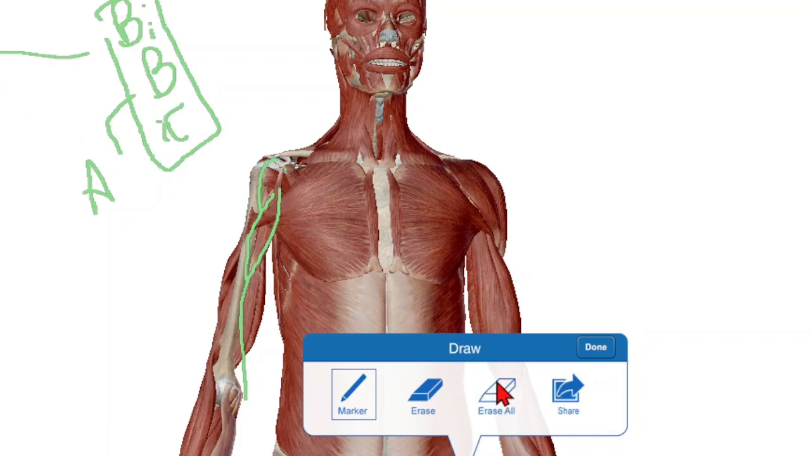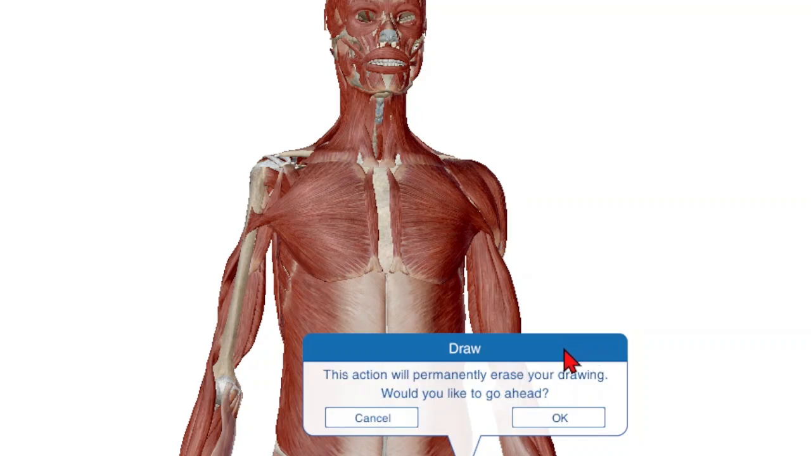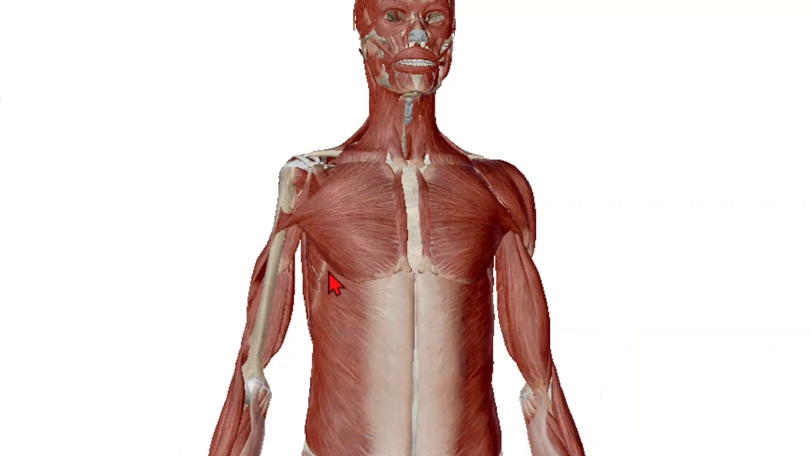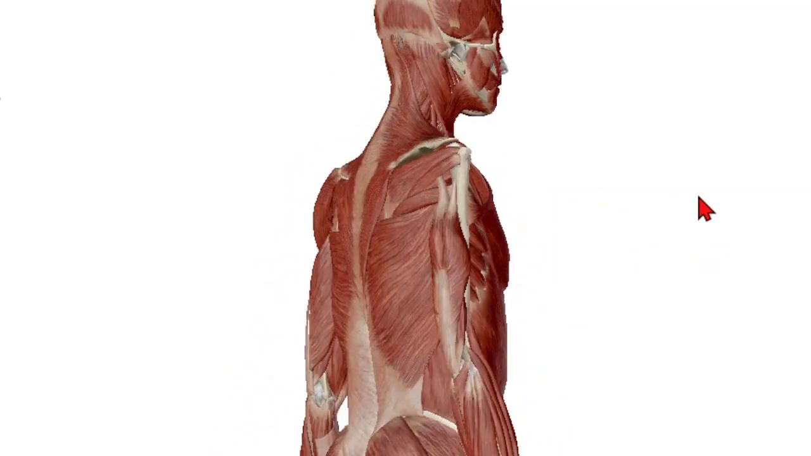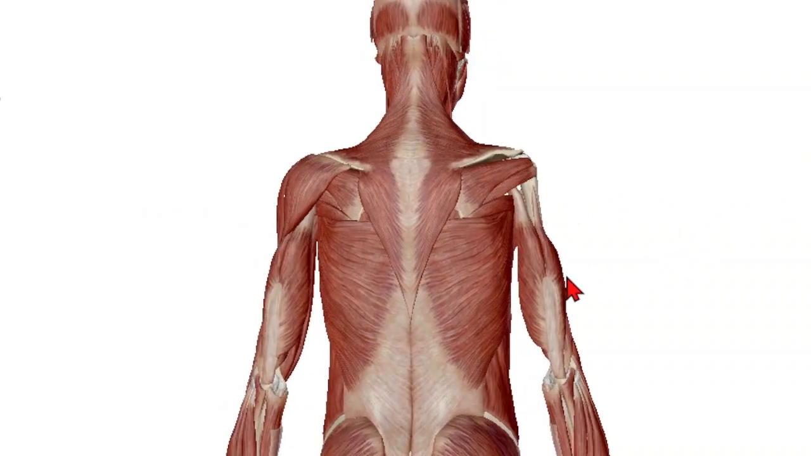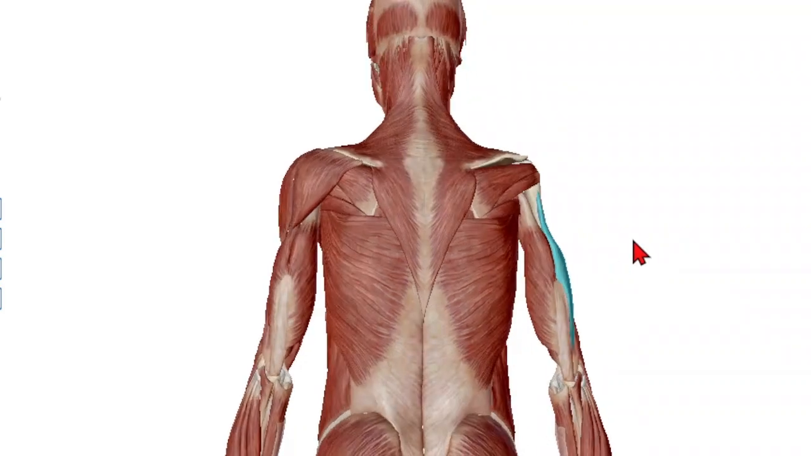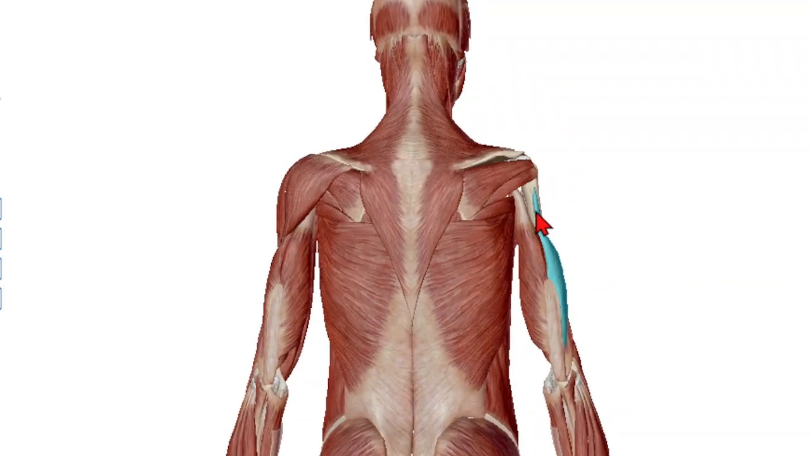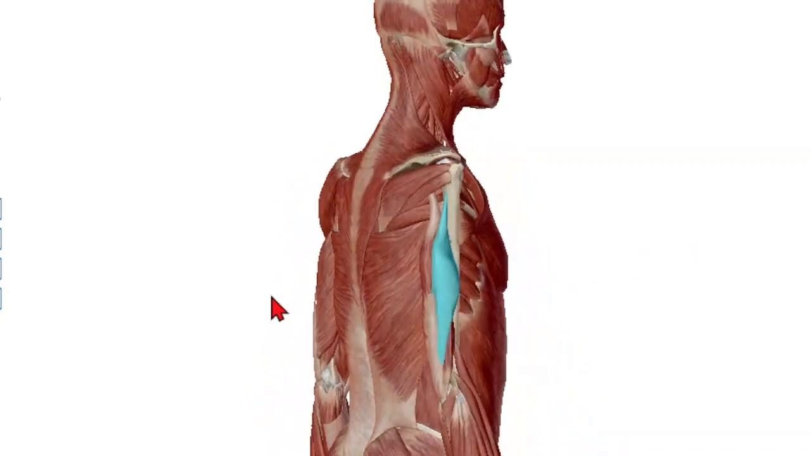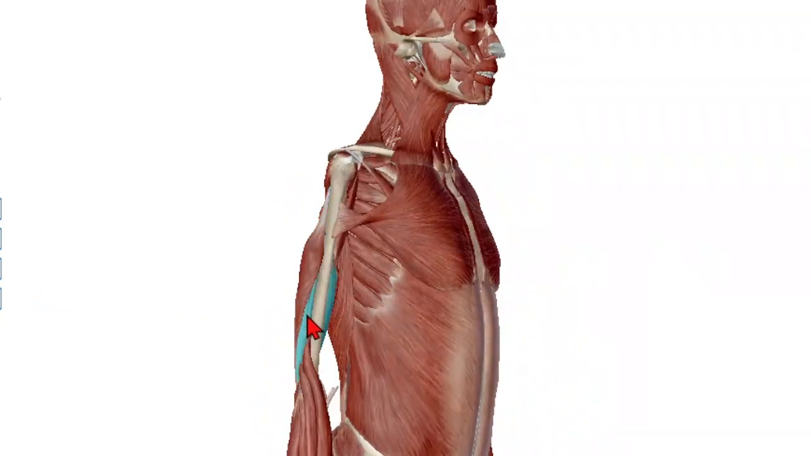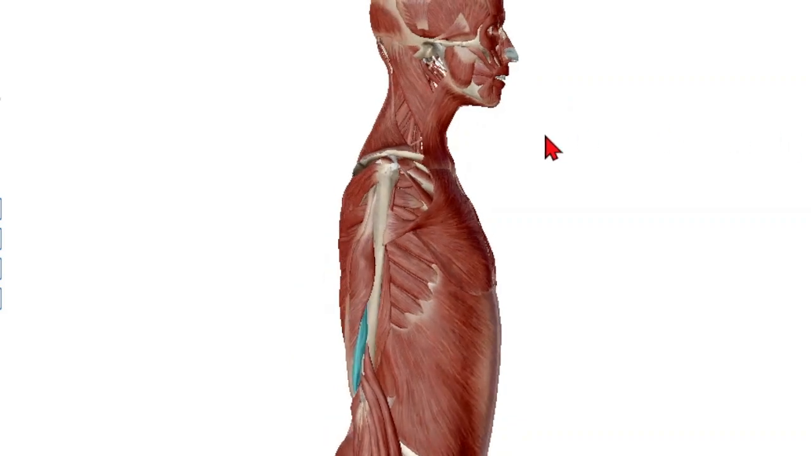Okay. Now we will move to the posterior side of the arm. On the posterior side of the arm there is the triceps muscle. The triceps muscle has three heads. One is the lateral head, because this is on the lateral side. One is the long head. Okay, this is the long head. This is the lateral head, and the other is the medial head.